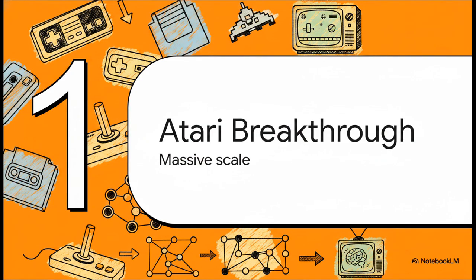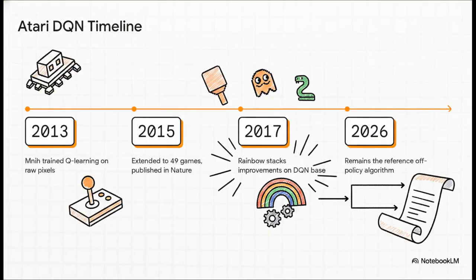Starting off with Section 1, the Atari breakthrough. To really appreciate DQN, we have to look back at the mammoth problem they were facing in the early 2010s. In 2013, Volodymyr Mnih and his team presented a paper at the NeurIPS workshop. They showed off a Q-learning network trained entirely on raw pixels that actually beat classic agents on 7 different Atari games. Then, just 2 years later, in 2015, they extended this to 49 games and published it in Nature.